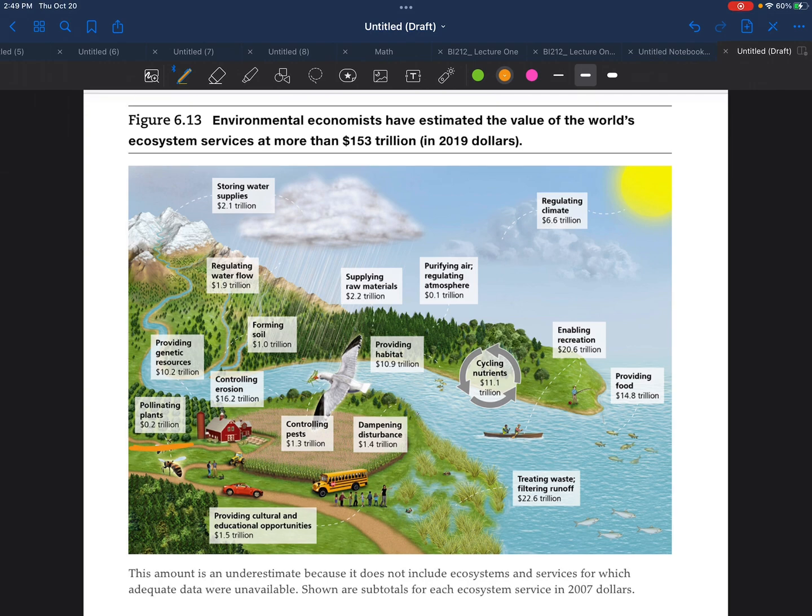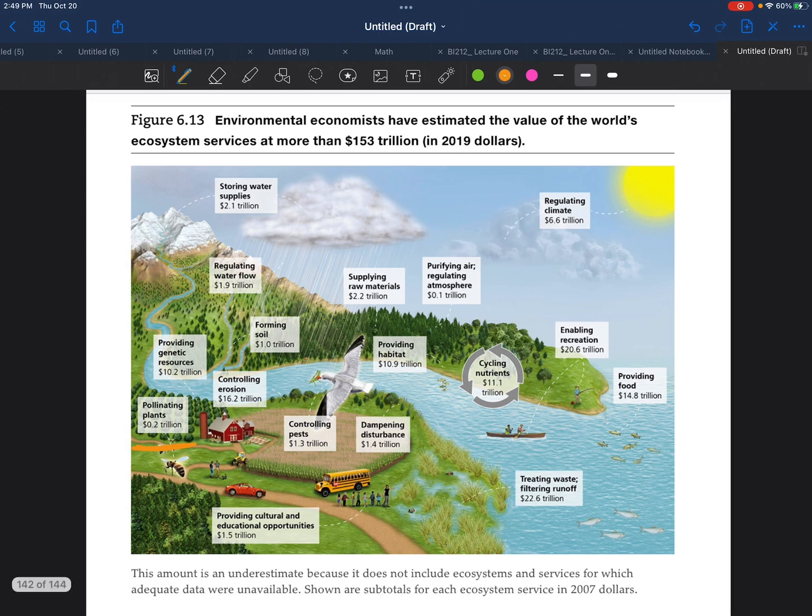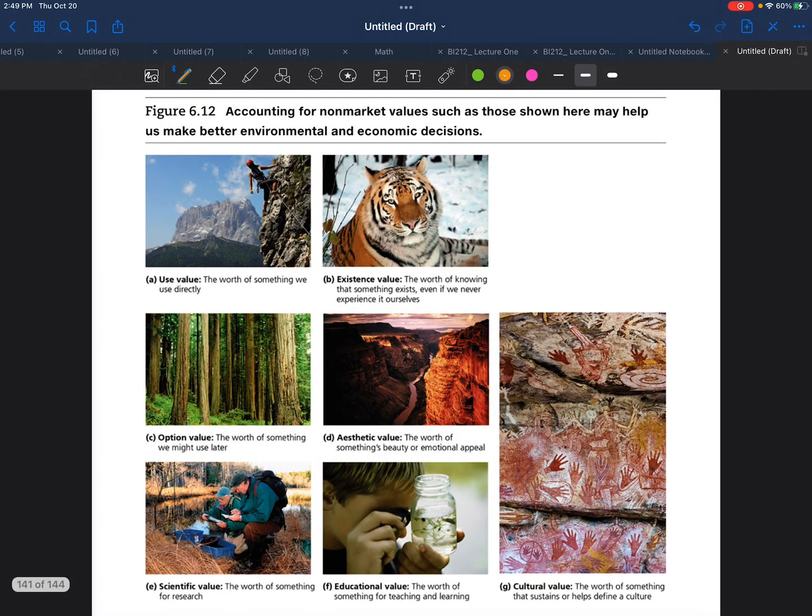We also have some other values, maybe not traditional economic values. So we have generally the value of something that we use directly, but we also have existence value, the worth of knowing that something exists even though we never experience it ourselves. For example, you might donate money to try to save the Siberian tigers, even though you will never see one in its natural habitat. But just knowing that creature exists on the planet has a value to you.